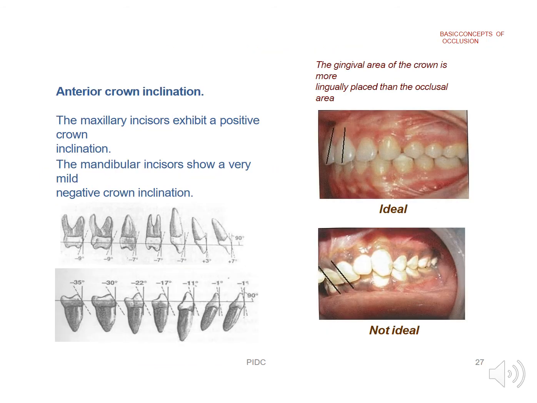For the anterior crown inclination, the maxillary incisor and mandibular incisor show a different inclination. For the maxillary incisor teeth, it shows a positive crown inclination, whereas for the mandibular incisor, it shows a very mild negative crown inclination.